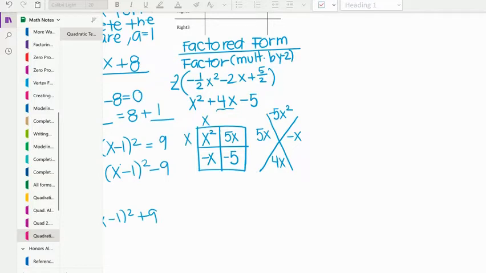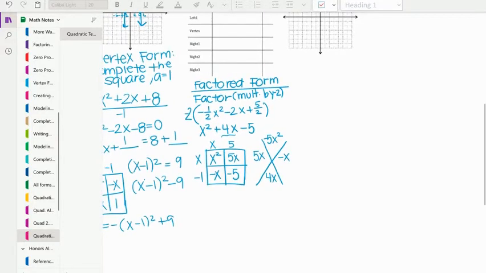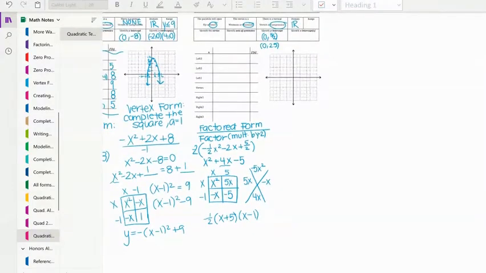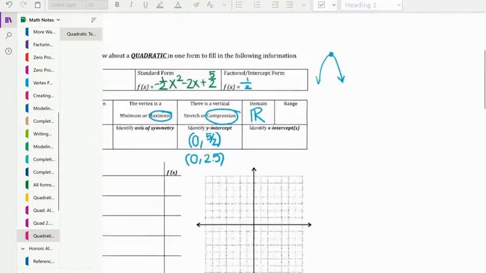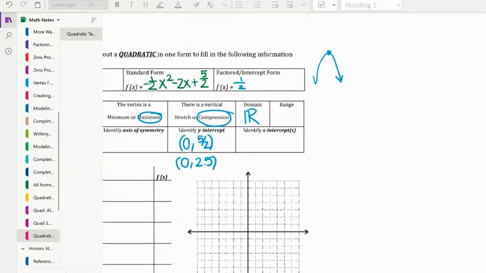So we get x, x, 5, and negative 1. And so our factors are x plus 5 and x minus 1. And then we have to remember that we had that negative 1/2 technically in front. So when I write this out, I have my negative 1/2, it's already there. And then my factors are x minus 1 and x plus 5.